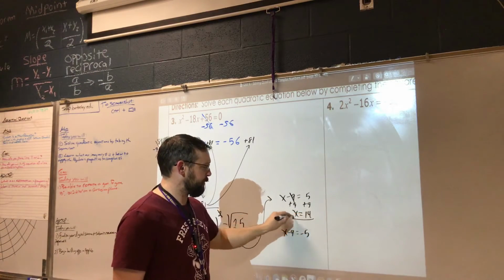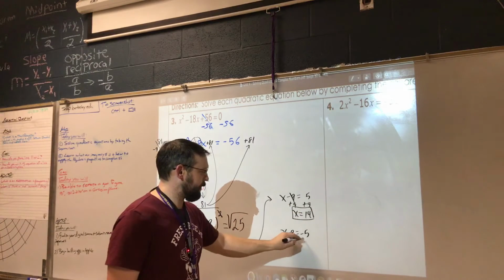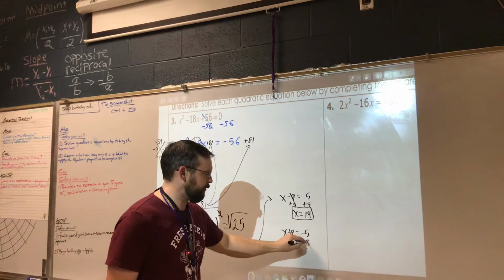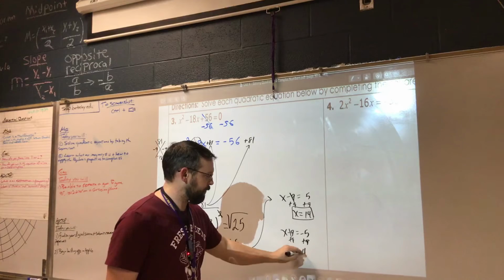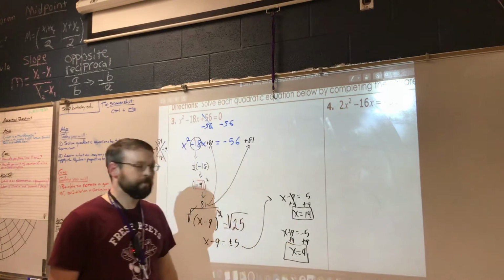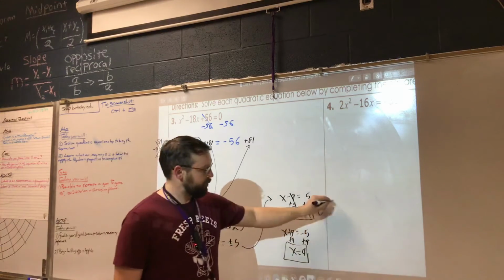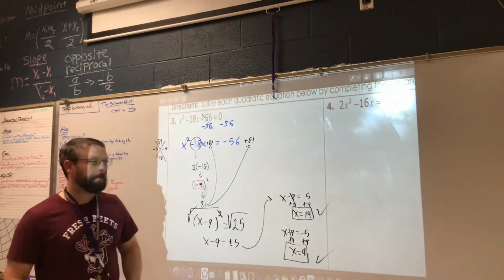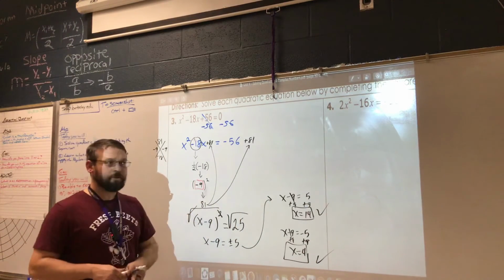So that's 14. I'm going to add 9 here. Oh, goodness. And that's going to be 4. And you're done. That's your root. That's your root. So that's the completing the square process.